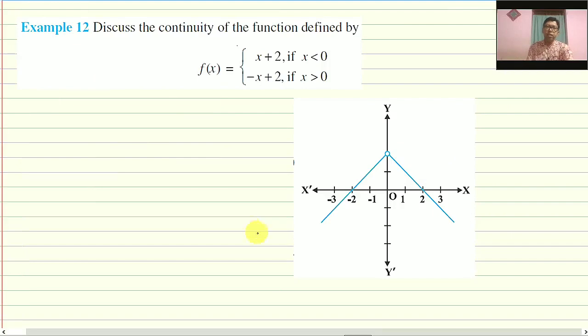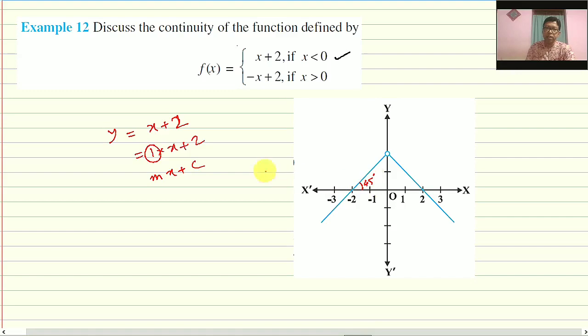Discuss the continuity of the function defined by f of x is equal to x plus 2 if x is less than 0, first part. Second part is minus x plus 2 if x is greater than 0. Now you see that there are two straight lines, a piecewise function actually. I want to write it here. Y is equal to x plus 2. What is x plus 2? X plus 2 means 1 into x plus 2. 1 is actually your slope. This is mx plus c, m is equal to 1. That means theta is equal to 45 degrees. So this line makes 45 degrees with the positive direction of x-axis.